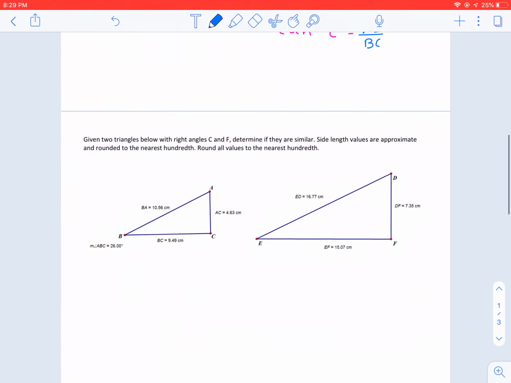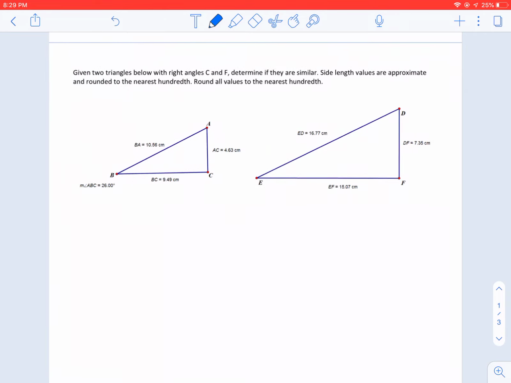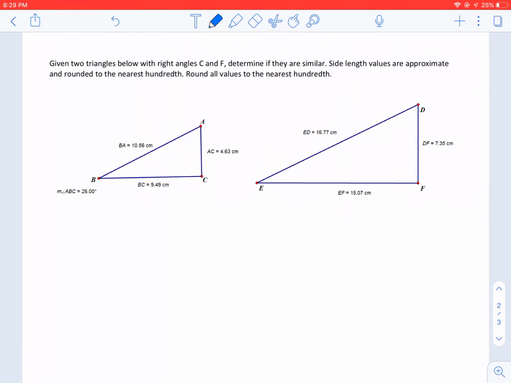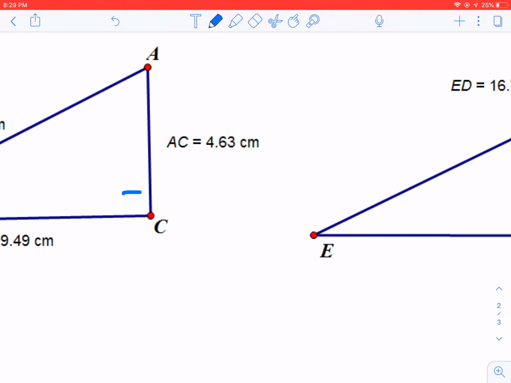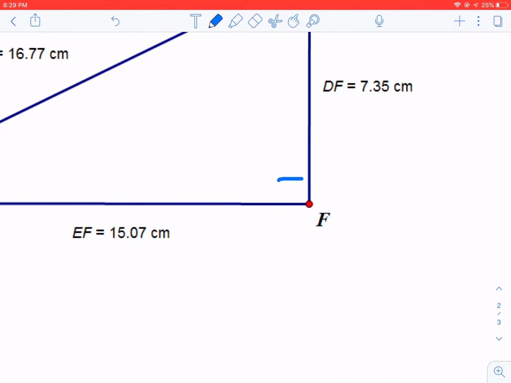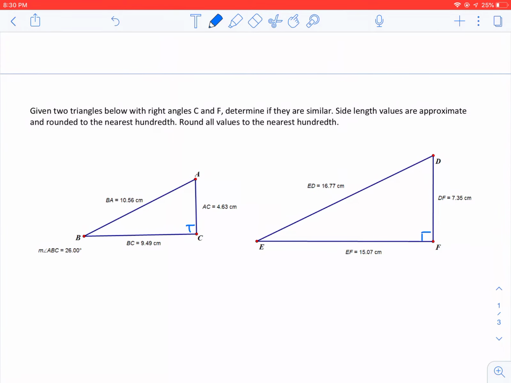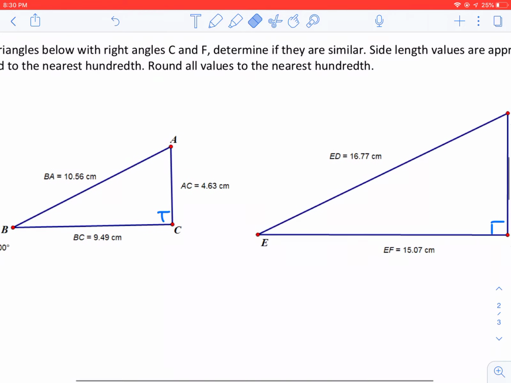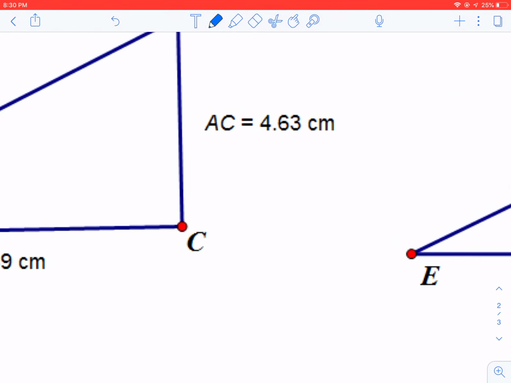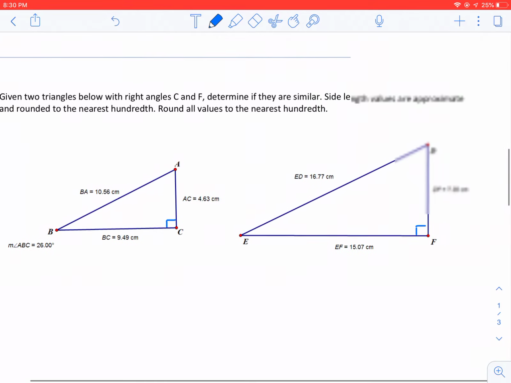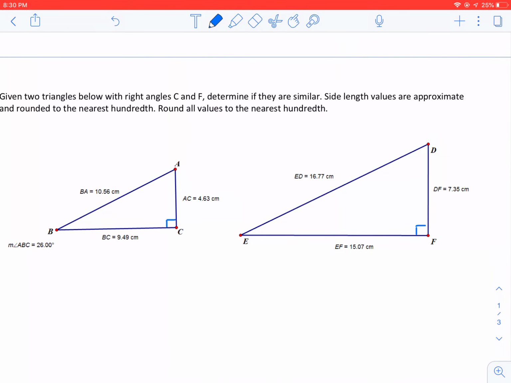All right. So coming down here, given two right triangles with right angles C and F. So let me mark these two as right angles, C and F. Determine if they are similar. Side length values are approximate and rounded to the nearest 1/100th. Round all values to the nearest 100th. If you want to try this for a minute or two, go ahead and pause the video, see if you can tell me whether these are similar or not.